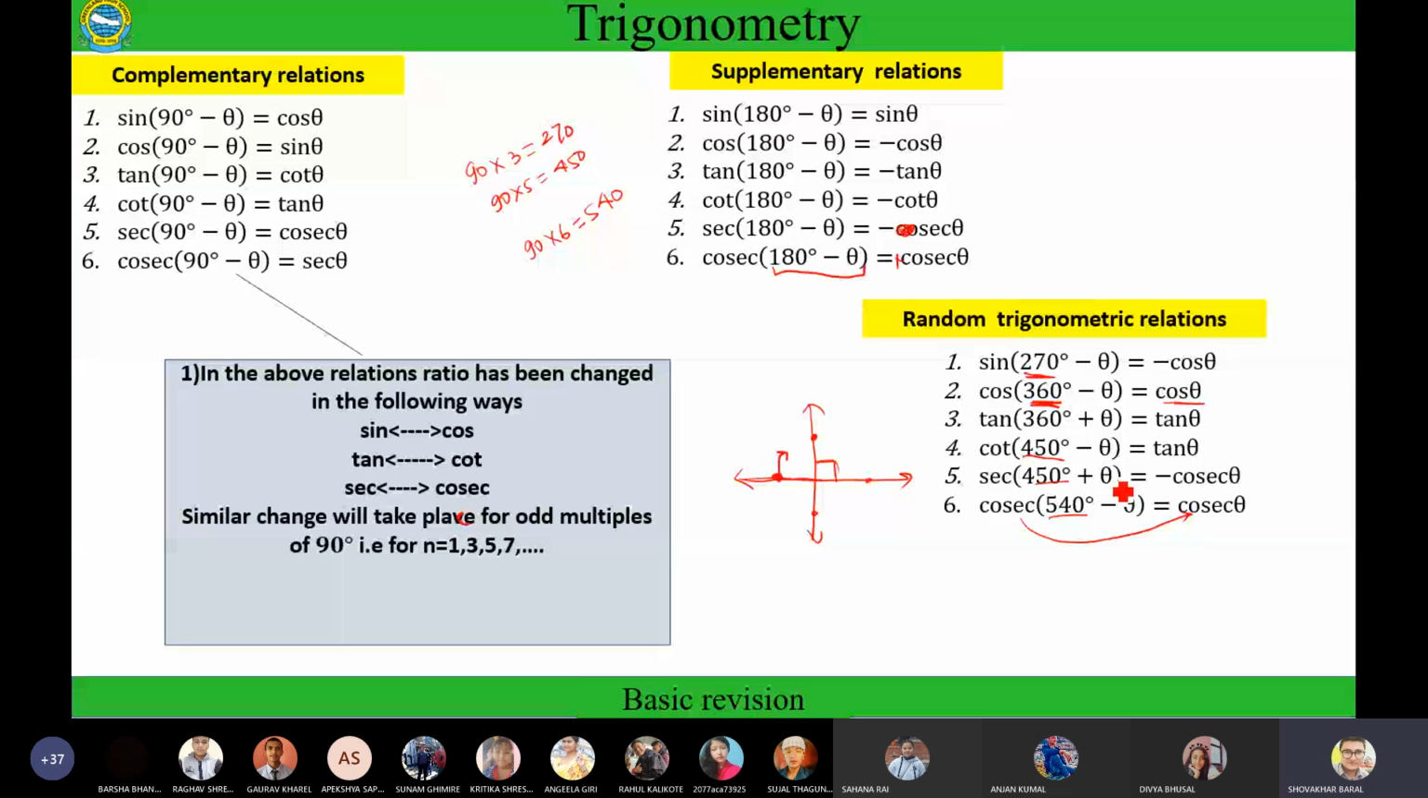सपोज sec 450 plus theta. फर्स्ट अफ अल व्हाट यू नीड टु डू, whether it will be changed or not, let's see. This is odd multiple of 90 because it will be 5 into 90. Okay, for odd multiple sec will be changed, so it is cosec here. sec is changed into cosec. and 450 plus theta यो चाहिँ कुन क्वाड्रेन्टमा पर्छ, let's see.